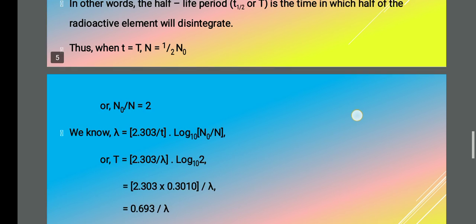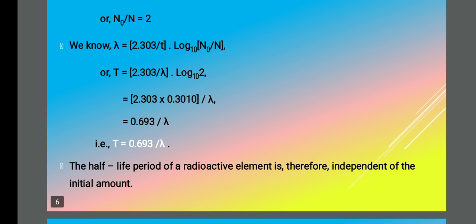Now you substitute in the initial equation. You get lambda equals 2.303 divided by t into log N0 by N. That is our original equation. Okay. So now you substitute the values. T will be equal to 2.303 divided by lambda.